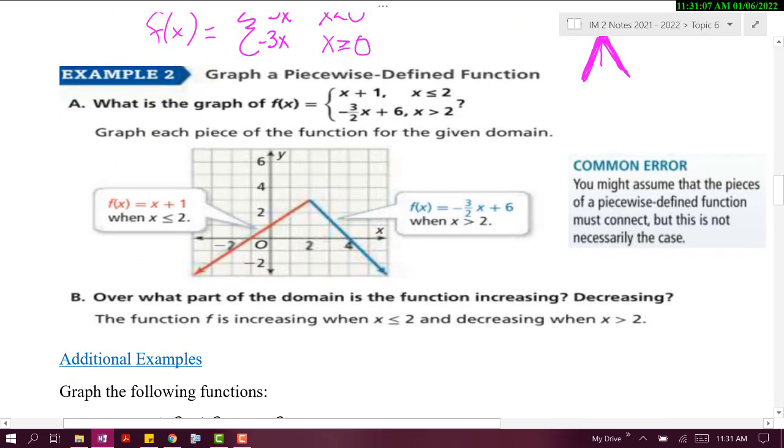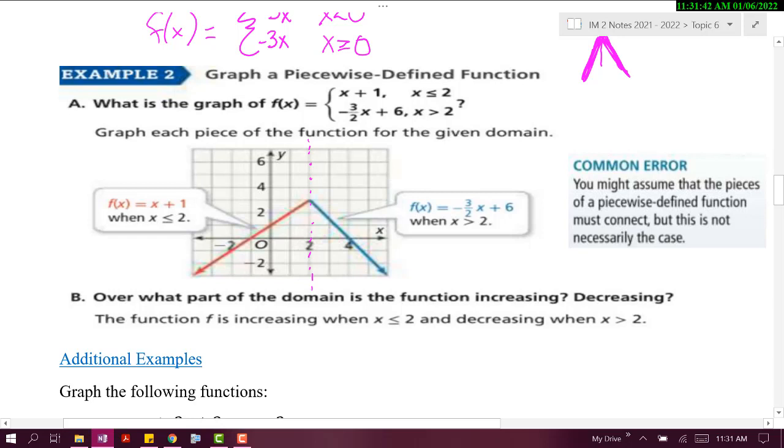All right, a little bit more complicated one. They give us an equation, f of x equals x plus 1 if x is less than or equal to 2, or it's negative 3 over 2x plus 6 if x is greater than 2. Well, we graph each function. So x plus 1 when x is less than or equal to 2. What I like to do, because 2 is our boundary, that's where the two lines meet, I like to put a dotted line there and know that I can't go past that.